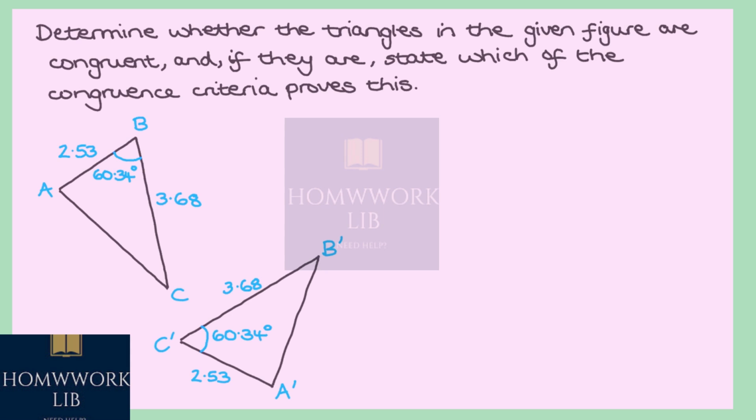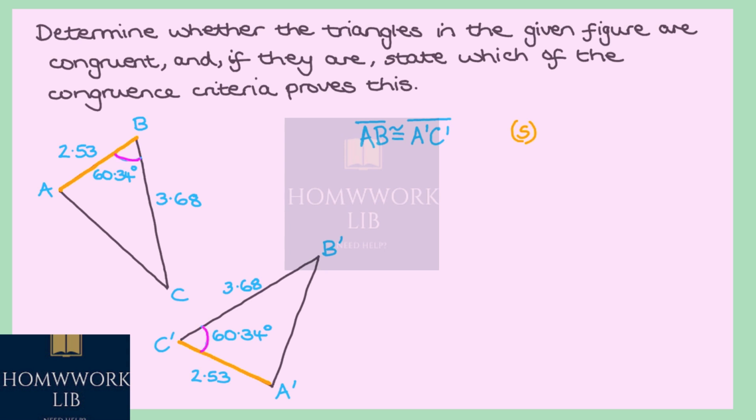Let's begin by looking at the side of length 2.53 that appears in both triangles. This is side AB in the first triangle and side A'C' in the second triangle. So we have that AB is congruent to A'C', and the S in brackets indicates that this is a side.